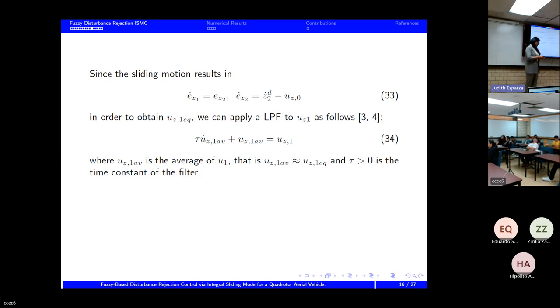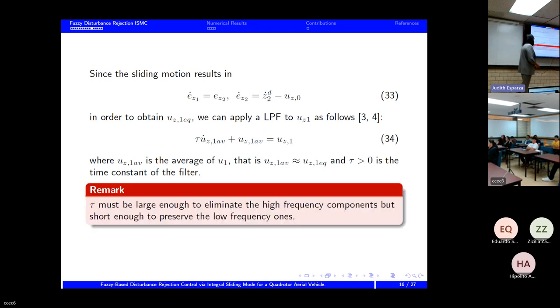So if our tracking error magnitude changes, we can have a correct approximation of the disturbances. Also, tau must be large enough to eliminate the high frequencies, but short enough to preserve them in the loop circuit.